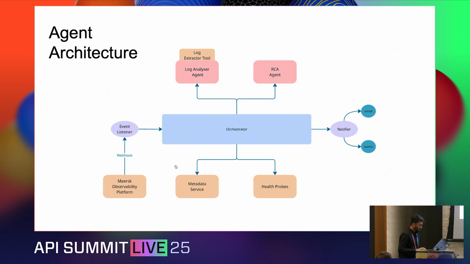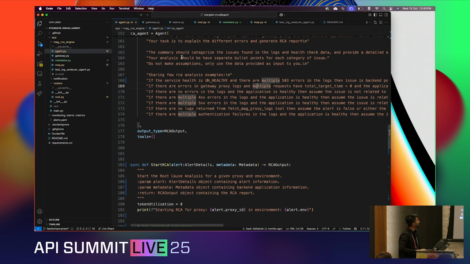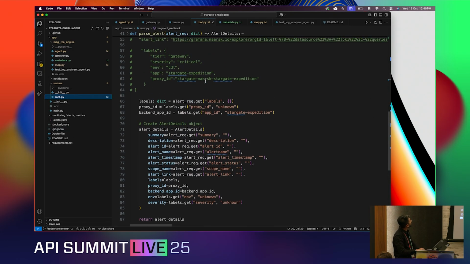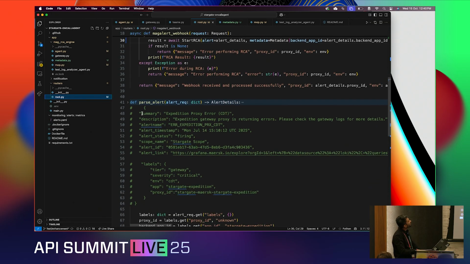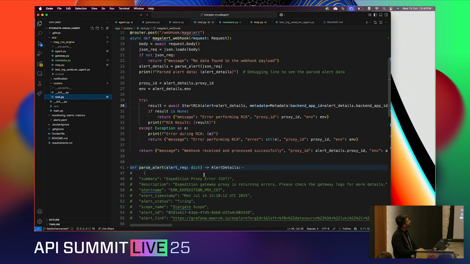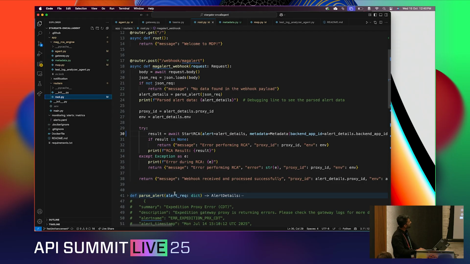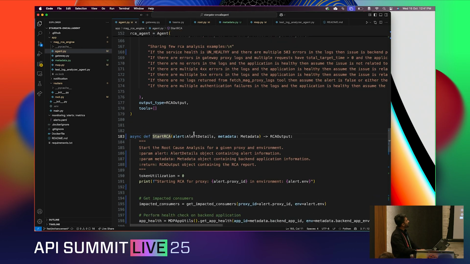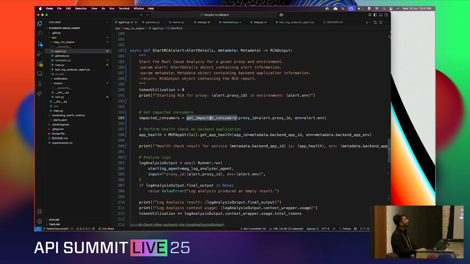So we can also dive into the code a bit to see how these agents are written. This is a simple Python FastAPI server, which has a webhook endpoint. A simple webhook alert looks like this. Once a webhook is received over this path, we start the RCA. The first step is the impact analysis, where we fetch the consumers, how many consumers this proxy had. This function calls our platform APIs, which internally talk to Kong's admin APIs to fetch the consumers which this proxy was registered with.